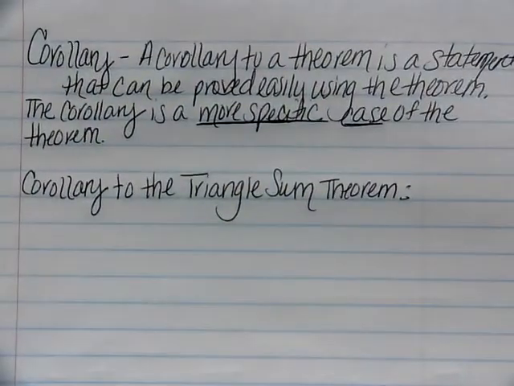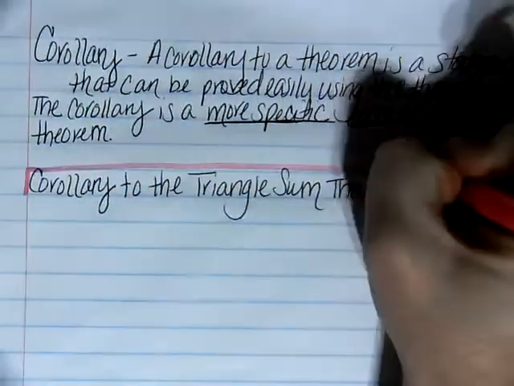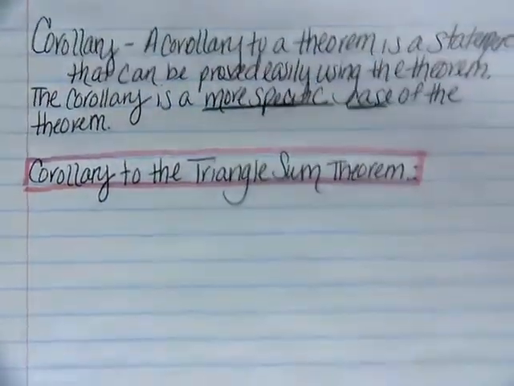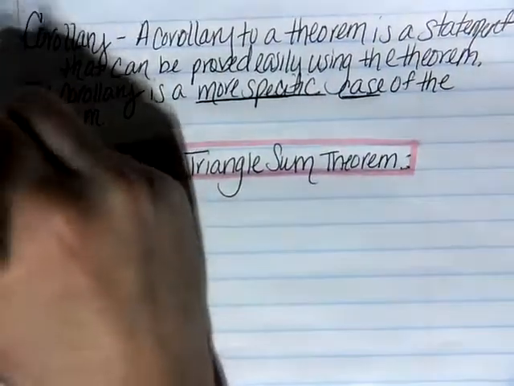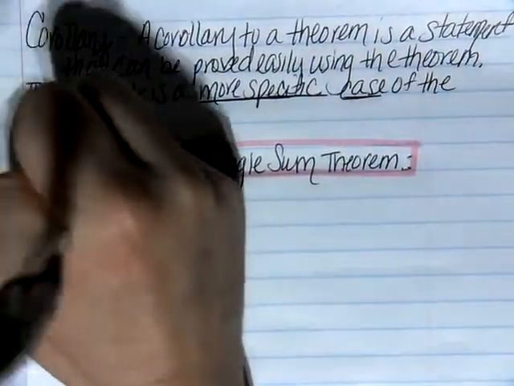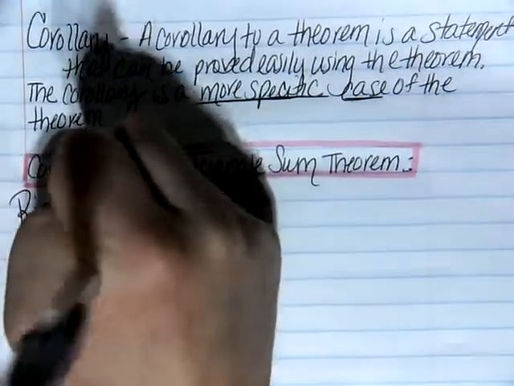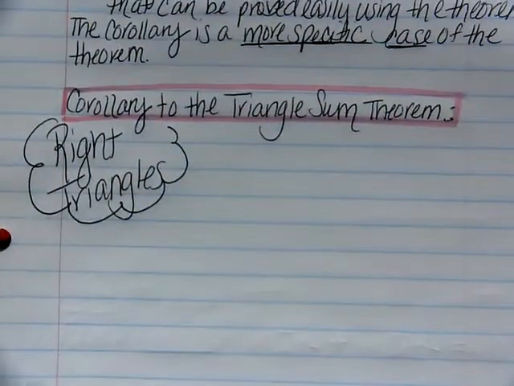The corollary to the triangle sum theorem deals with right triangles. So we're going to be talking about a more specific case, and that more specific case deals with right triangles. This is true for all right triangles. And it goes like this.